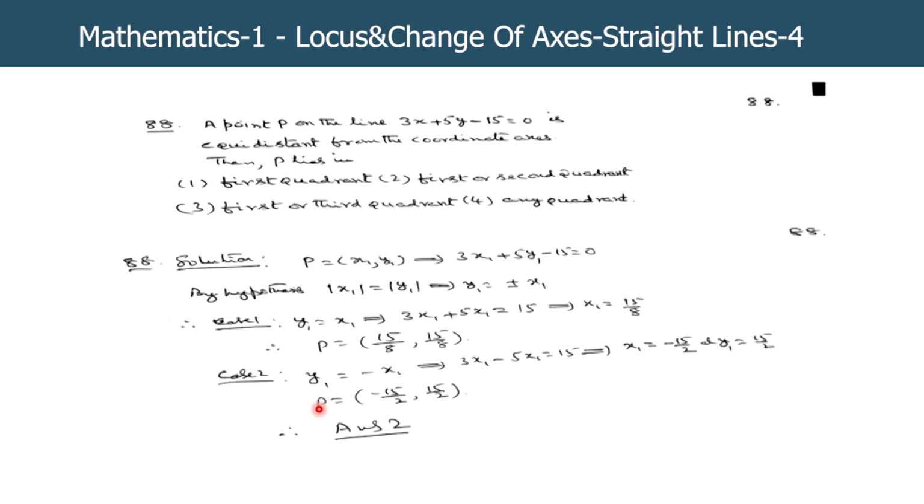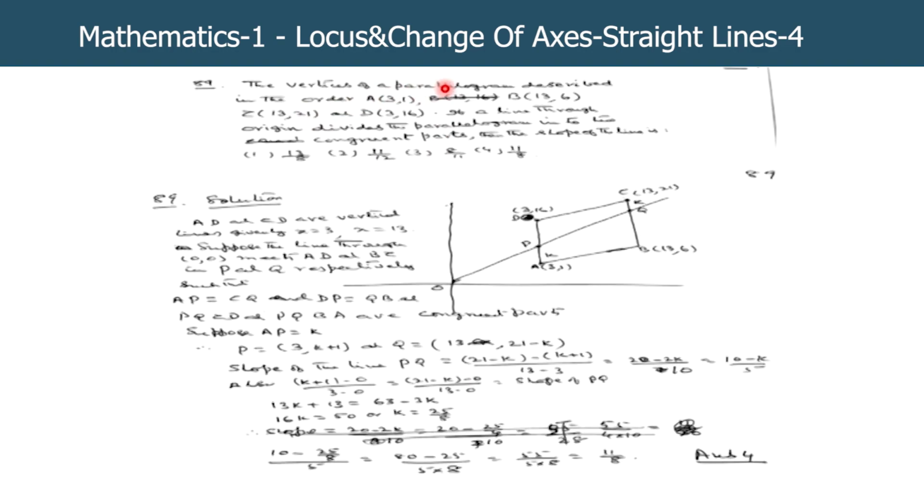So the answer is P. In case 2, the point P is (-15/2, 15/2). So for answer number 2, that means either P lies in the first quadrant or P can lie in the second quadrant. So the correct option is number 2.